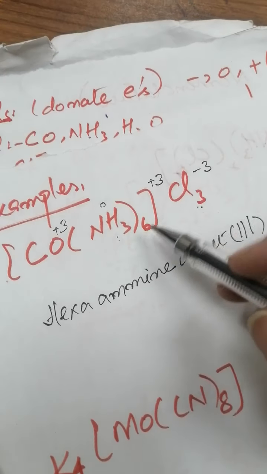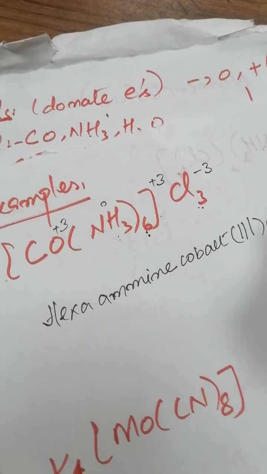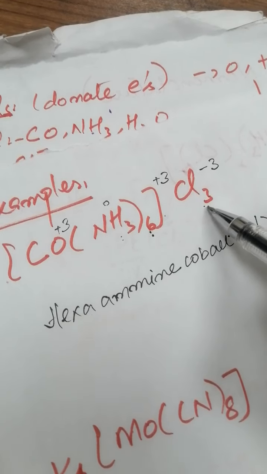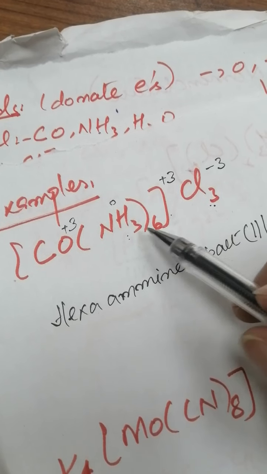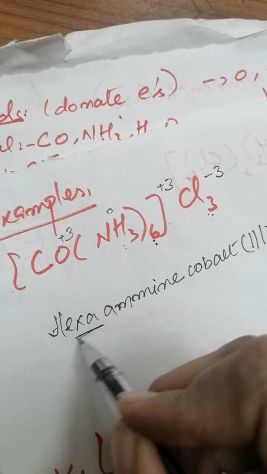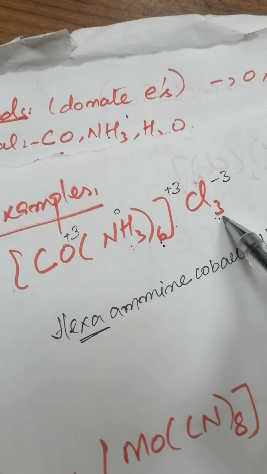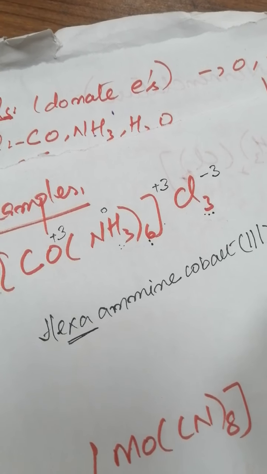If it is inside the coordination sphere, then we call it chloro, but if it is outside, then we call it chloride. And there is no need to mention trichloride and all. If it's inside the coordination sphere, then we need to mention the number of ligands, hexaamine. But if it is outside the coordination sphere, then there is no need to mention the number.